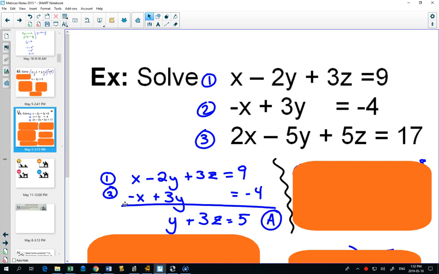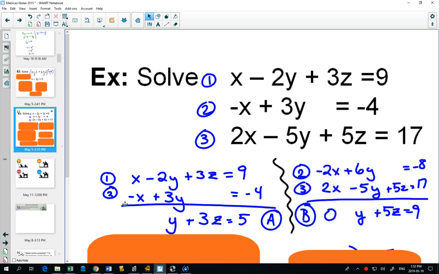can you see it would be really easy to eliminate the x if I added those equations together? If I did that, I would get an equation that was y plus 3z equals 5. I'm going to call that equation A. If I choose 2 other equations other than equation 1 and 2, I could eliminate x again. So I decided to take equation 2 and 3. I multiplied equation 2 by 2 so that I could eliminate the x's again. And then I got y plus 5z equals 9.